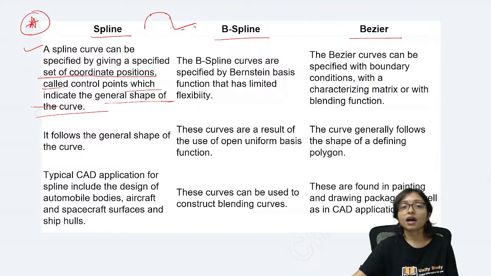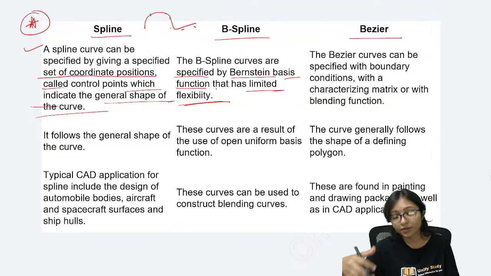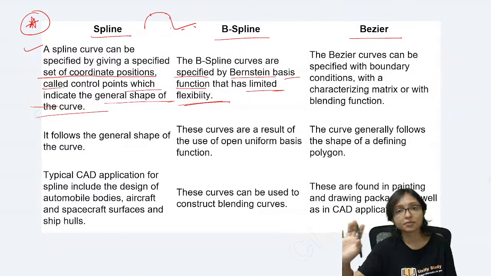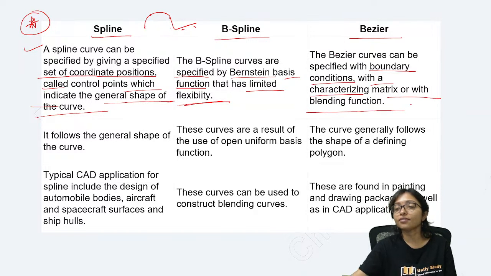B-spline curves are specified by Bernstein basis functions, which have limited flexibility. We are drawing through the function, but there will be limited flexibility. A Bezier curve can be specified with boundary conditions, with a characterizing matrix, or with the blending function.